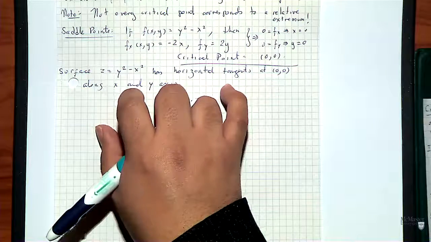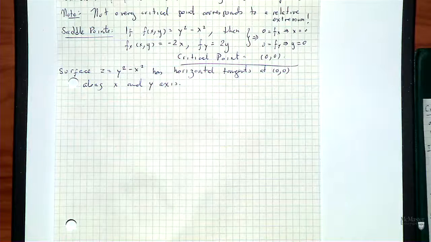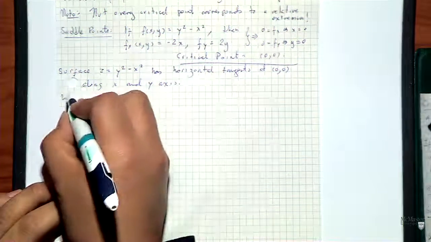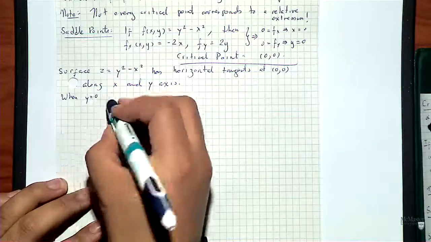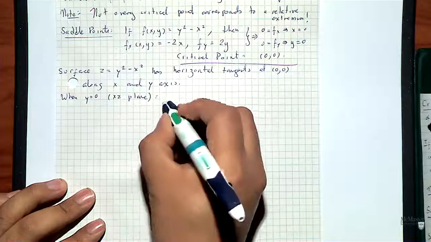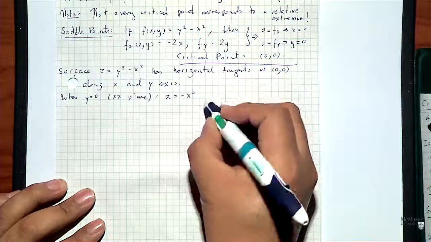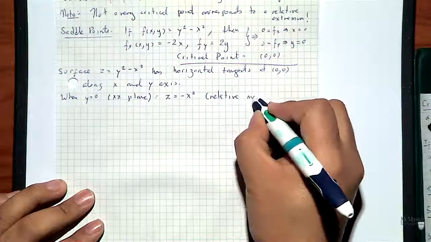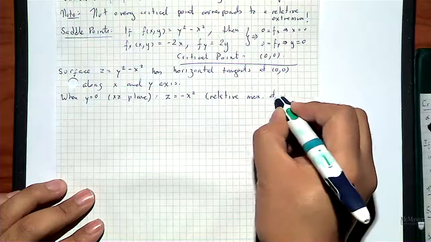How can we reconcile the notion of having a maximum or a minimum, since in one direction it goes up and in the other it goes down? It's weird, right? So precisely when y is equal to 0, which means that you are in the xz plane, z is equal to minus x squared, which is a relative maximum at x equal to 0.